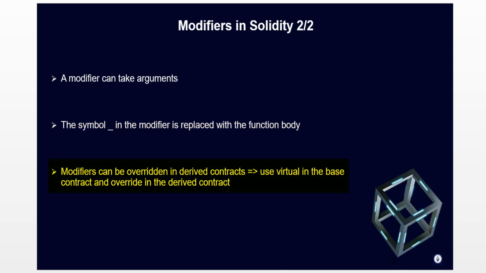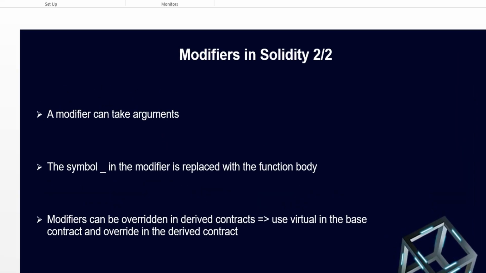And just like normal functions, modifiers can also be inherited and overridden. To allow a modifier to be overridden, we need to specify the virtual keyword in the base contract, and we need to use the override keyword in the derived contract. Okay, that's pretty much all about modifiers, so let's take a look at a concrete example in Remix.